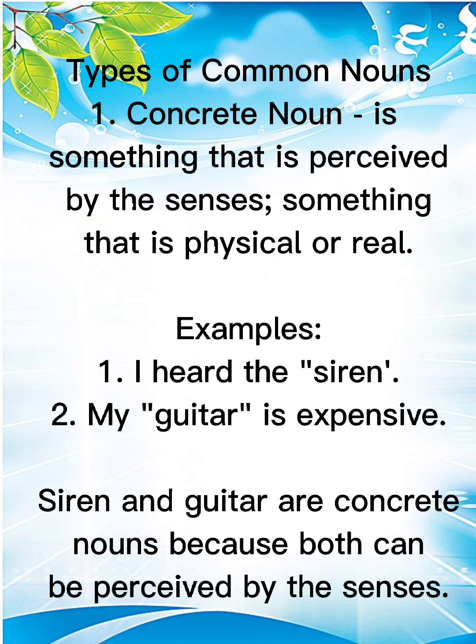There are at least three different types of common nouns. First, we have concrete noun. A concrete noun is something that is perceived by the senses, something that is physical or real. Let's have the examples. 1. I heard the siren. My guitar is expensive. The words siren and guitar are concrete nouns because both can be perceived by the senses, as in you heard the siren and you see and can touch the guitar. So concrete nouns are obviously something that can be perceived by the senses.